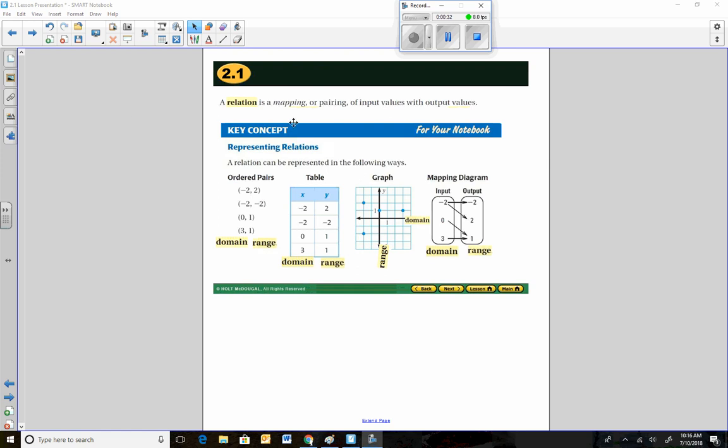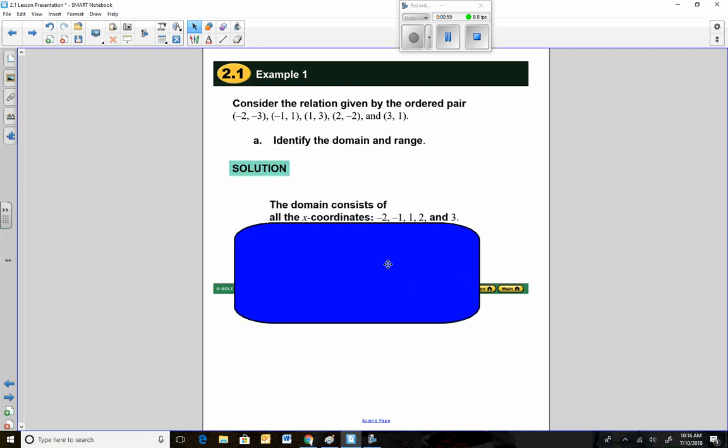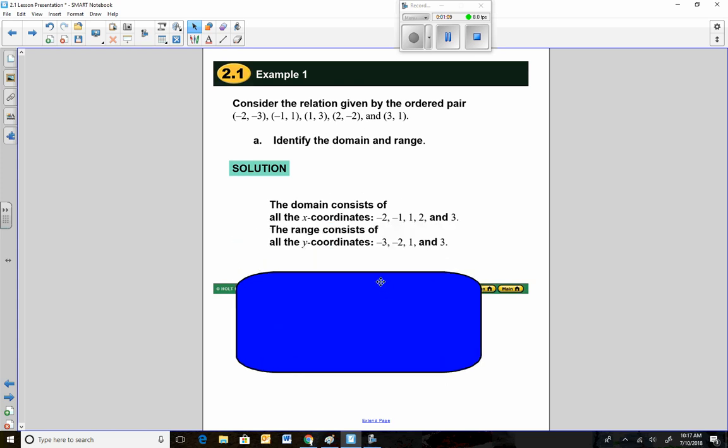All right, let's take a look, and these are called relations, by the way. A relation is a mapping or pairing of input values with output values, and that's what all of these represent. X is the input, called domain. The output is called the range, and they're called a relation. Okay, so our inputs are domains, -2, -1, 1, 2, 3. There you go. So that's considered your domain. Input, domain, same thing. And our range, -3, 1, 3, -2, 1, all the Y values, also known as range.